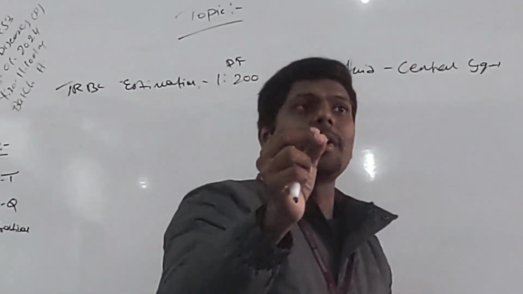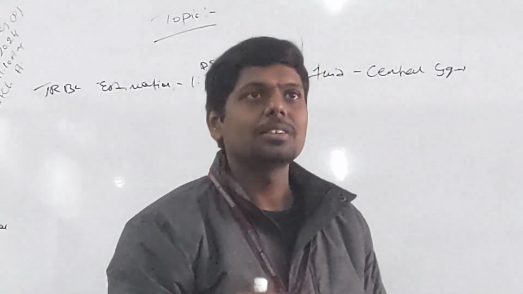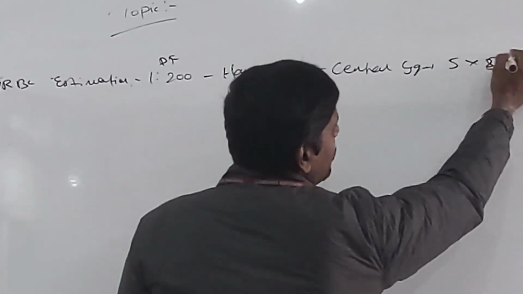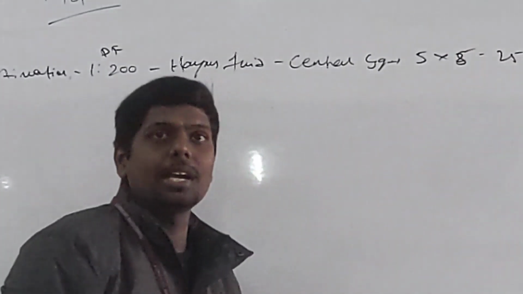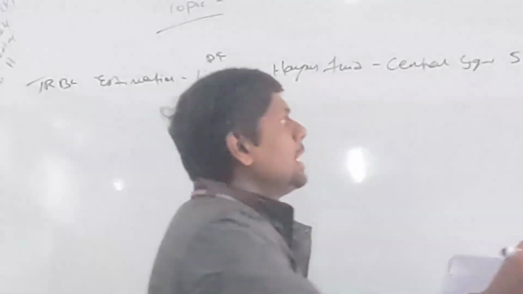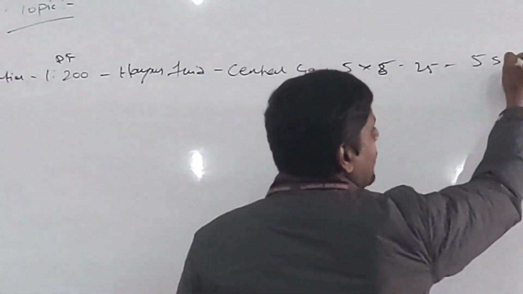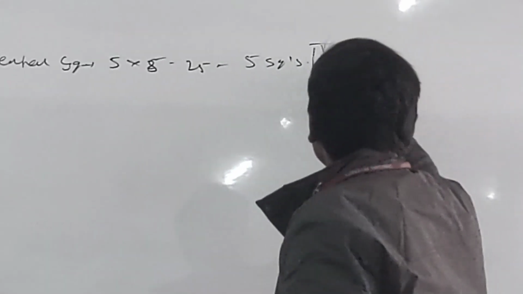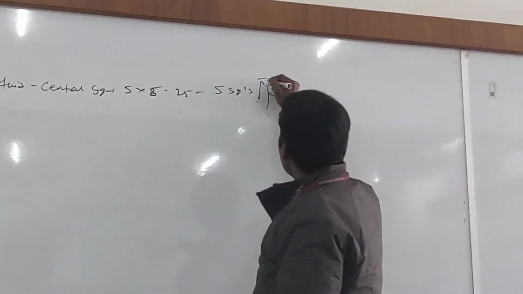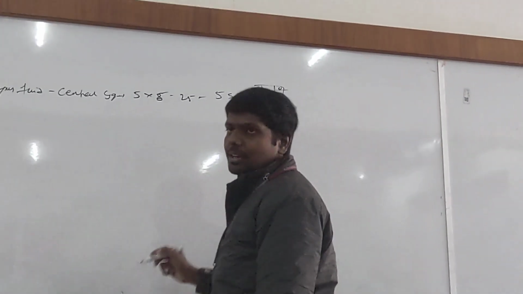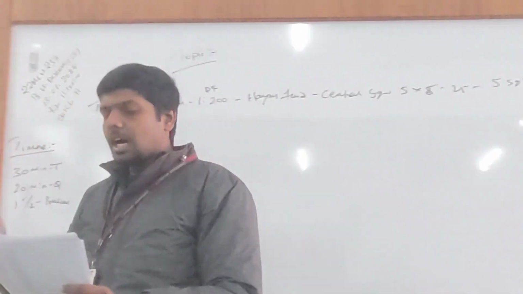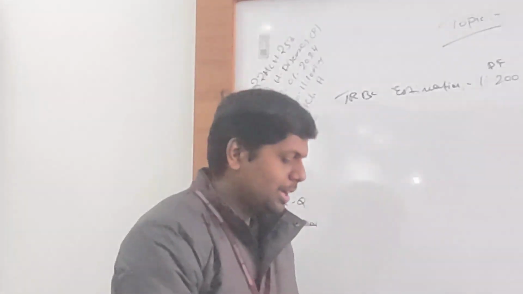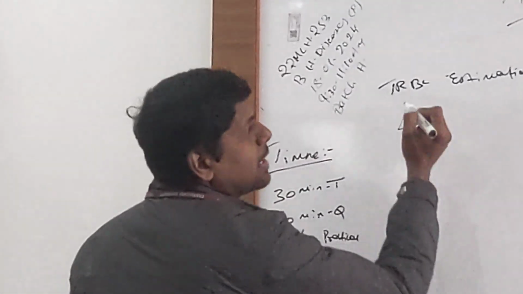Now, the central square is subdivided into how many small squares? Actually it is 5 into 5, and that is 25 squares. Out of these 25 squares, only 5 squares will be counted. What are the 5 squares? 4 corner squares and 1 central square. We will count the RBC in the Neubauer chamber. Is everything clear so far? Yes, sir.